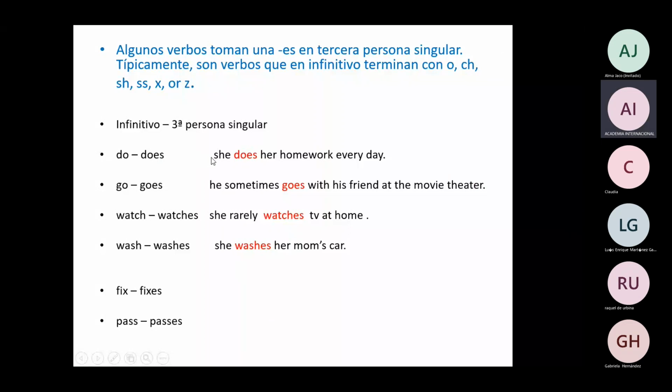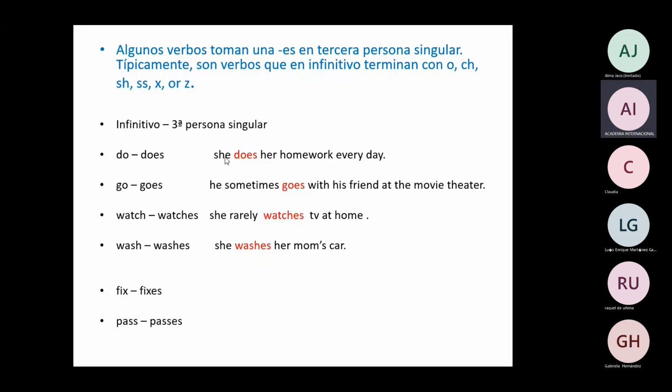Now, can somebody else help me out reading this example sentence? My teacher. Okay, she does her homework every day. Can you repeat the example again? She does her homework every day. Yeah, that's correct. Thank you. She does her homework every day.